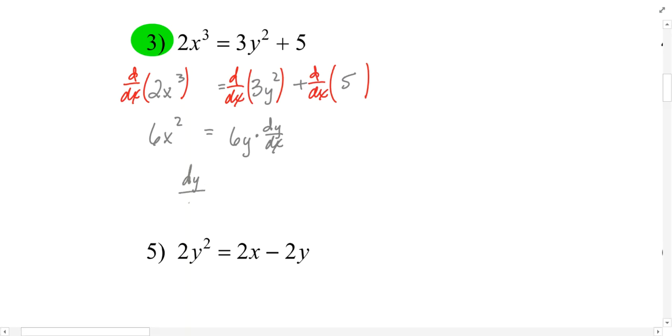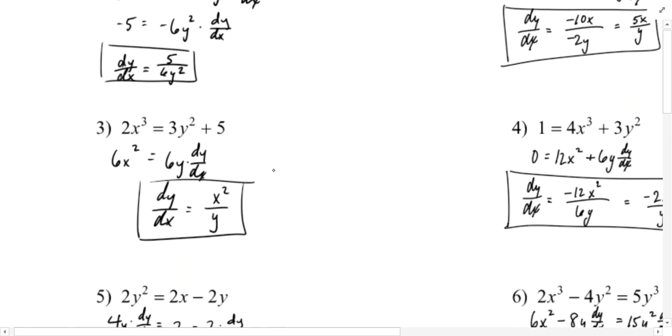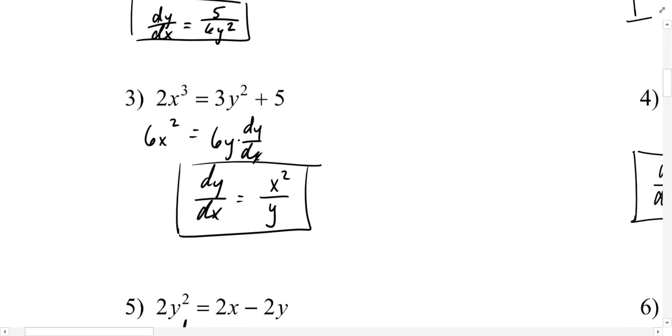And now to isolate dy dx, we could divide both sides by 6y. We have 6x squared divided by 6y, which of course would be simply x squared divided by y. And if I compare that to my answer solutions, well, that appears to be pretty much the same. I didn't show as many steps in the solution key, but we did end up at the same result.